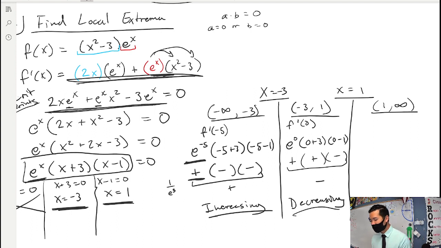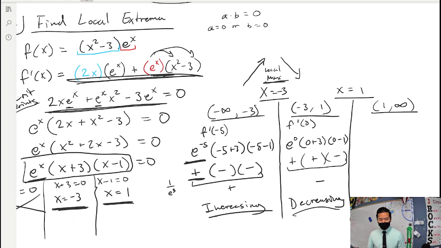Function is decreasing. So, did we change signs around this critical point? Yeah. I went from an increasing function to a decreasing function. Is this critical point an extrema? It is a max. It is a local max. That's it.